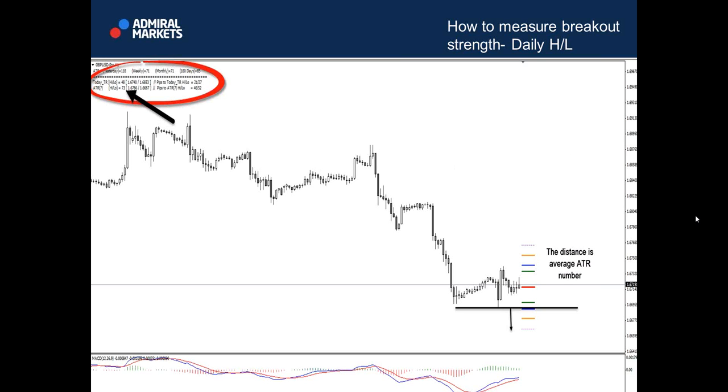But if price breaks 15 pips and then drops 8, 7 pips, then I won't lose my trade. I will put my stop loss to break even. Or I will make a trailing stop at +5. I don't want to give anything to the market.